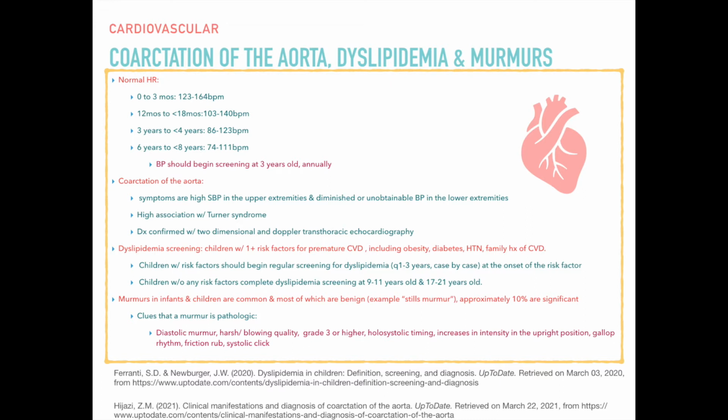So for dyslipidemia screening, if children have any one or more risk factors for premature cardiovascular disease, then we're going to go ahead and begin screening. And these risk factors include obesity, diabetes, hypertension, even a family history of cardiovascular disease. So for the children with risk factors, we'll begin their screening every 1 to 3 years. It's a case-by-case scenario at the onset of the risk factor.